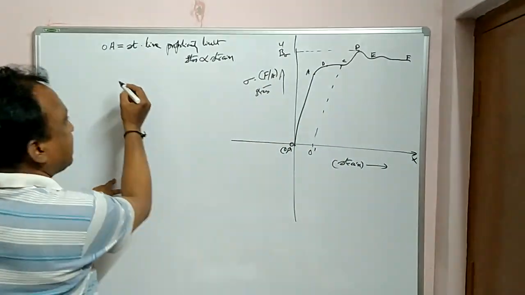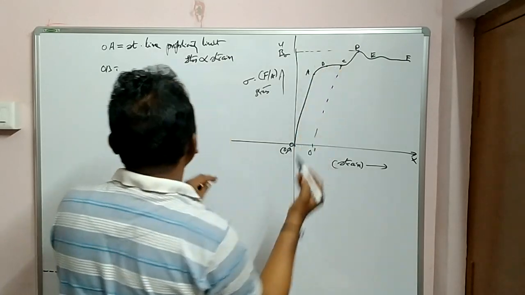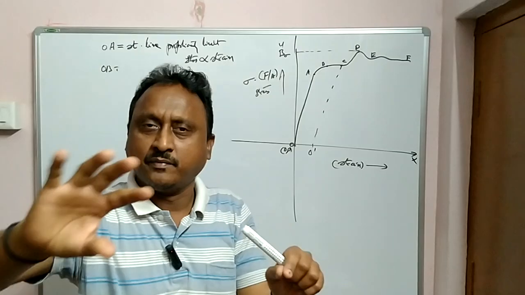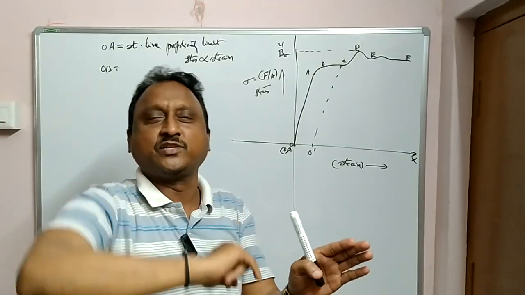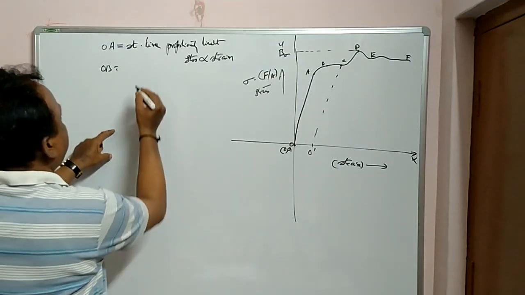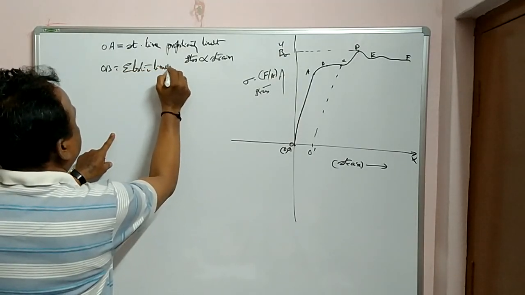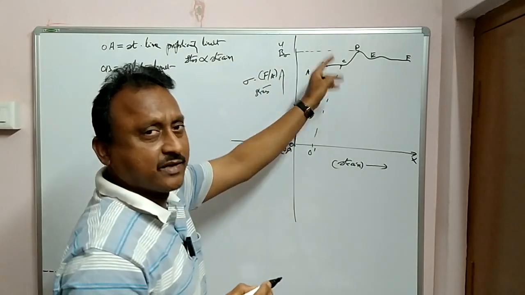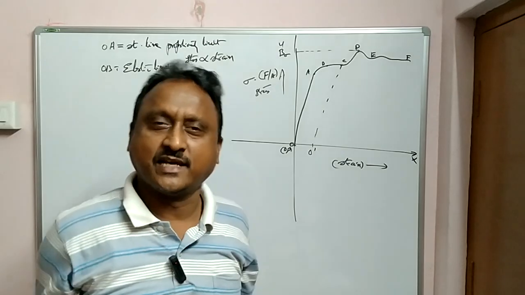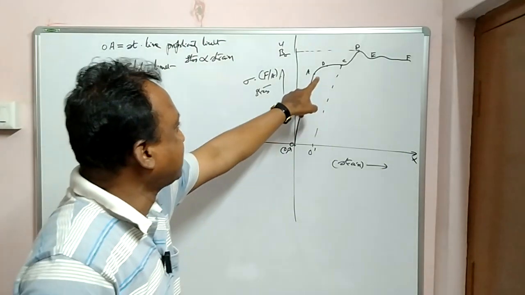Now after that, you can see OB. At B, a small curvature is there. So what does it mean? After removing the load from the body or material, the body can regain its original position. So the OB line tells about the elastic limit and elastic nature. That means after removing the external force, the body will regain its original shape, size and volume. That is the B point.